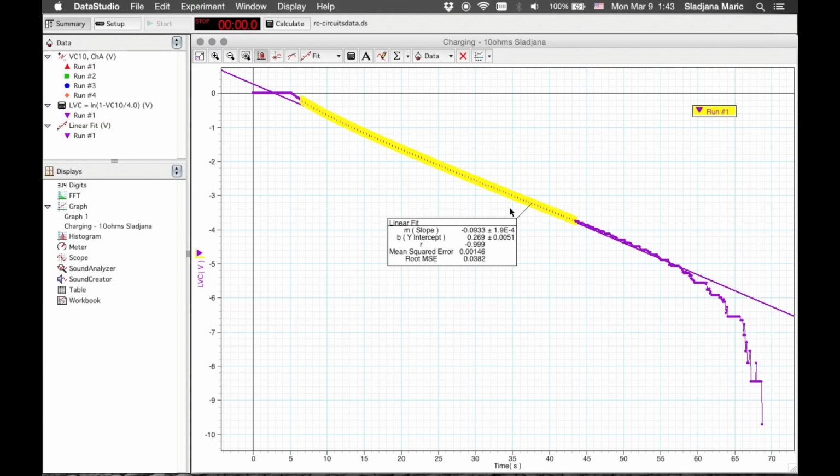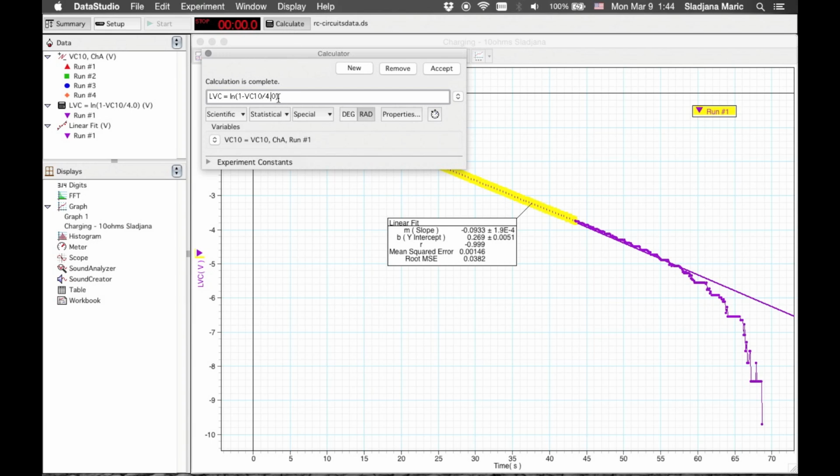Now, once you're done calculating the capacitance for the charging of the capacitor through a 10 ohm resistor, we are going to calculate the capacitance again, now for the discharging of the capacitor through a 10 ohm resistor. So again, click on calculate and now click on new, and now we are going to define LVD.